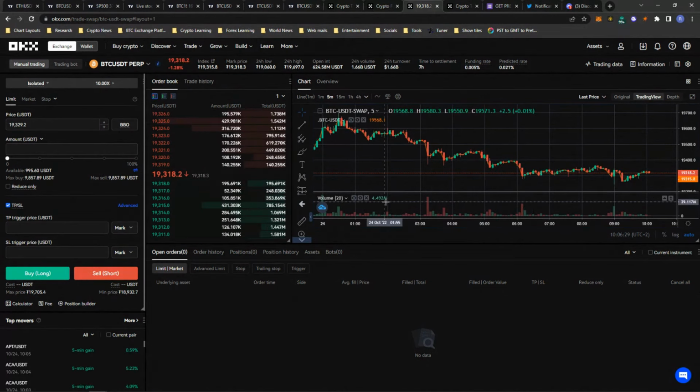Okay, now, this being said, we've now looked at everything. We now know how to place an order. We know how to manage the risk. Let's go through risk management just to make sure that we've got all our bases covered.